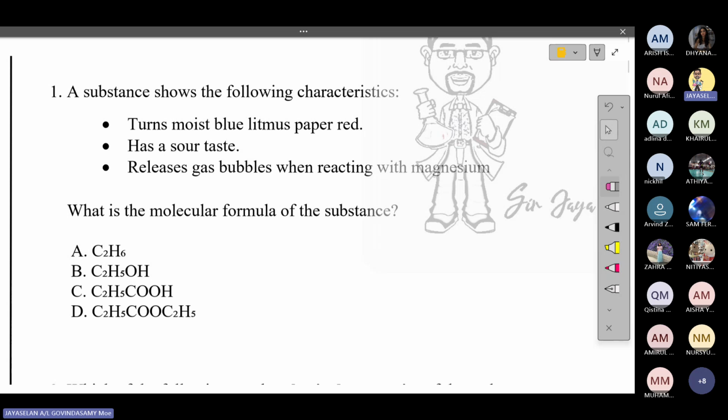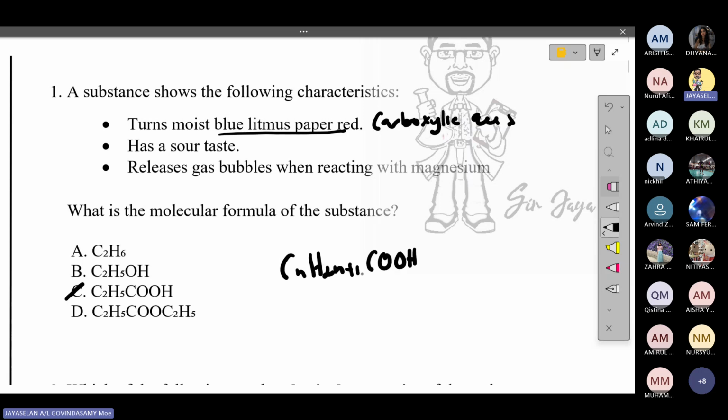Should I answer, Shoda? Madhuri, answer. C. C, very good. Okay, Ani, C. Once you see your blue litmus paper turns to red, so this is carboxylic acid. Carboxylic acid CnH2n plus 1 COOH. Mesti ada COOH. So ini tak boleh alcohol, ini ester, sorry, this one ester. This is carboxylic acid. If you all correct, well done.